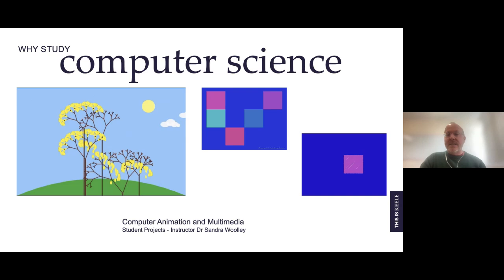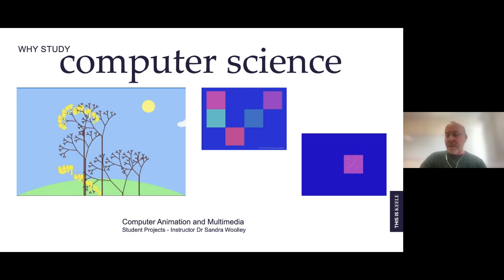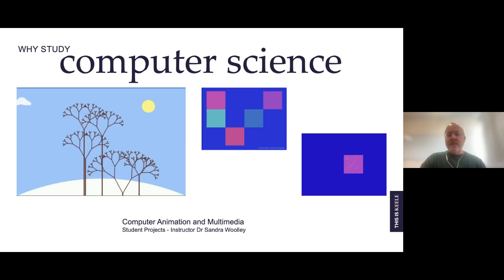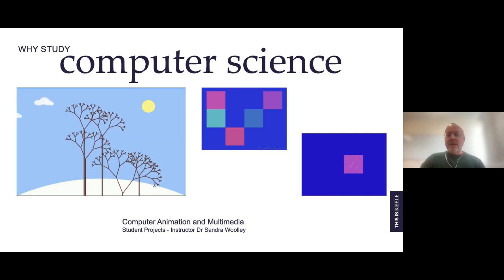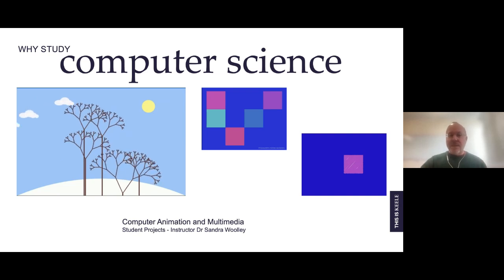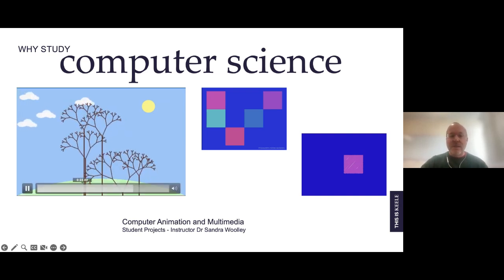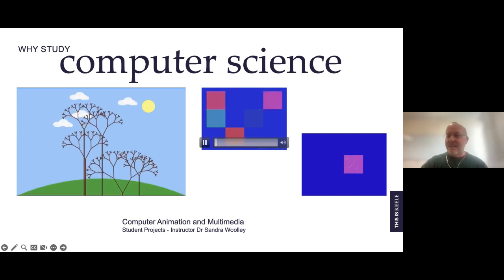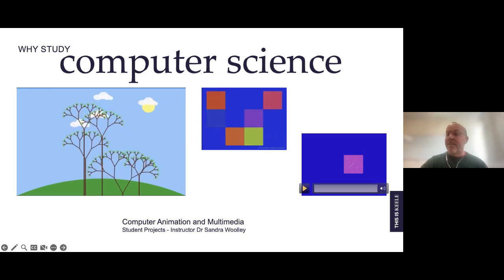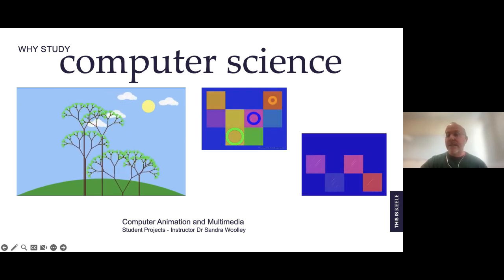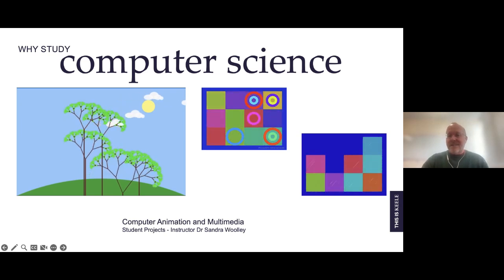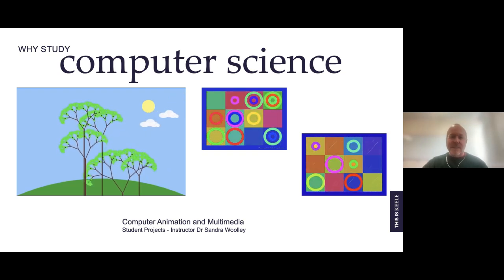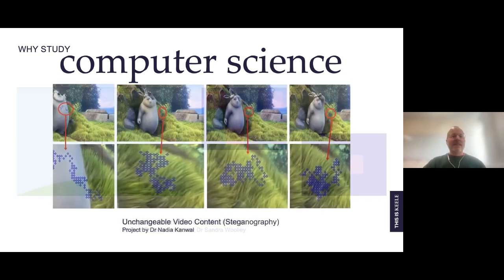In this case, this material was provided by one of my colleagues, Sandra Wally. She's teaching a module in year one about computer animation and multimedia. She introduces the primitives for creating those kinds of cute animations. This one, for instance, is inspired by nature, and some are inspired by art, in this case by some paintings. It's already something where you start immediately by producing something that is even artistic. I find it very, very nice, if I can say that.